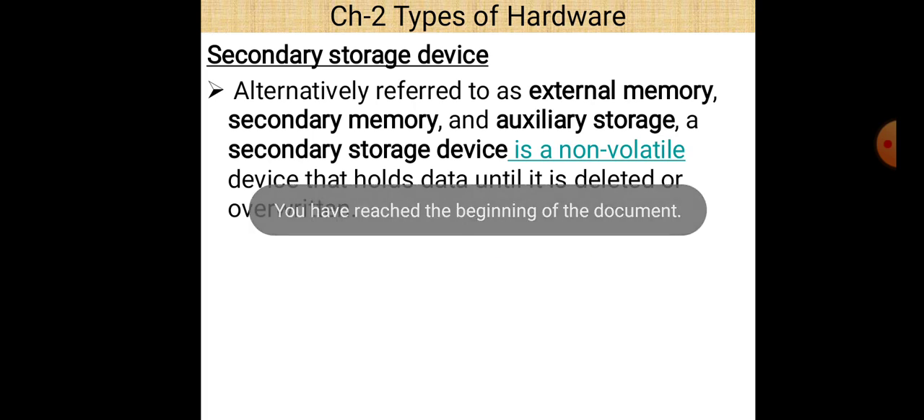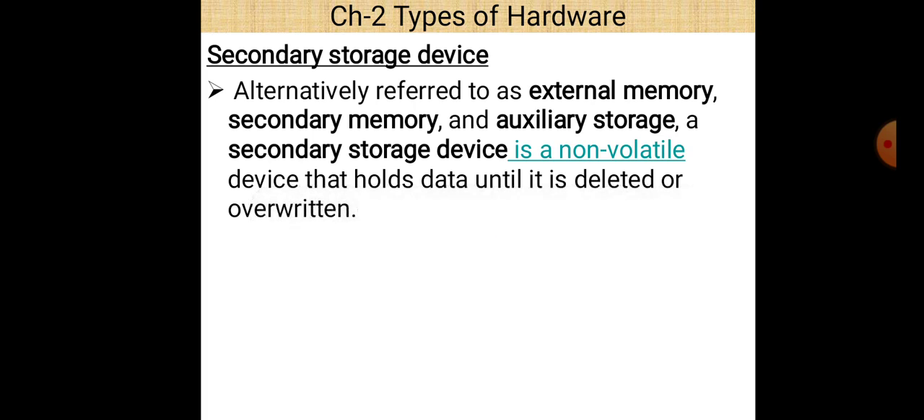A secondary storage device is also called external memory, secondary memory, or auxiliary memory. It is a non-volatile device or memory that holds data until it is deleted or overwritten. Non-volatile means permanent memory, and we can store data in it until it is deleted or overwritten. Secondary storage is a permanent memory in a computer system.